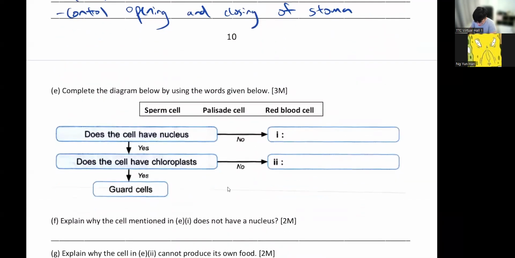And then for E, complete the diagram below by using the words given below. So does the cell have a nucleus? No. If they don't have a nucleus, this is called your red blood cell.